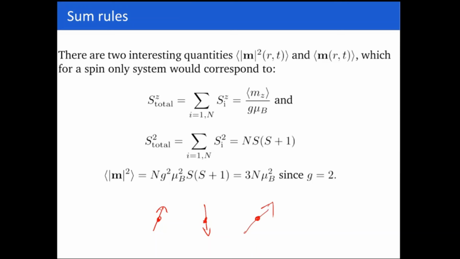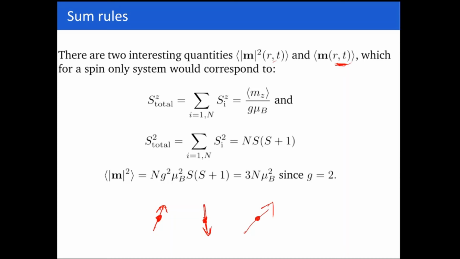We'll come back to the fluctuations in a minute, but let's just think about two quantities that are very useful in understanding order and fluctuations that one can easily understand. These are m squared and m as a function of position and time, as it were. So let's just look at some moments in space. Here I've just randomly drawn 3 atoms. They've all got moments on here.